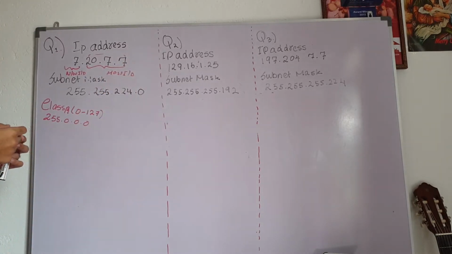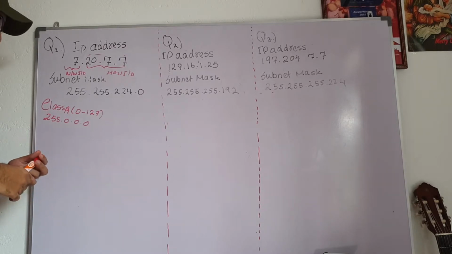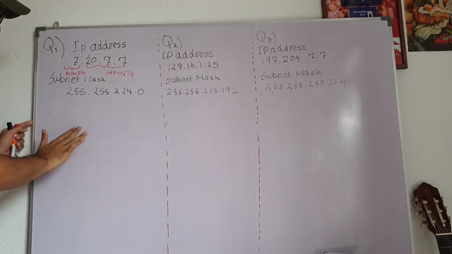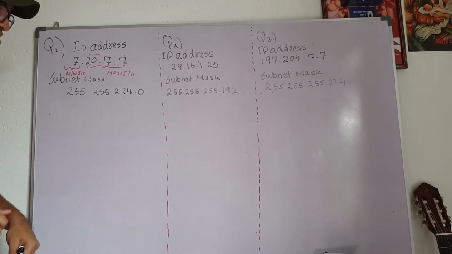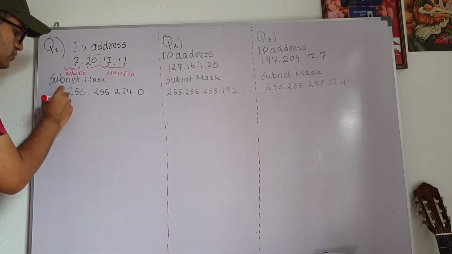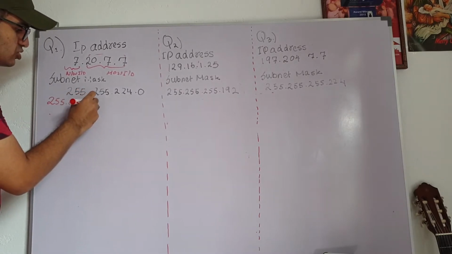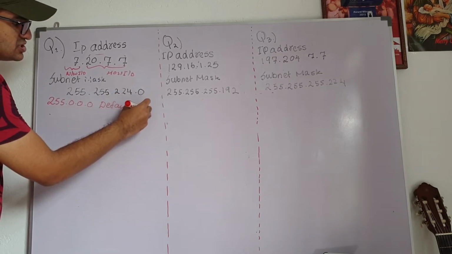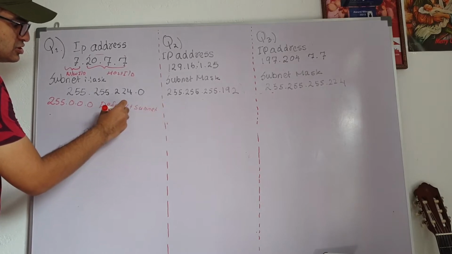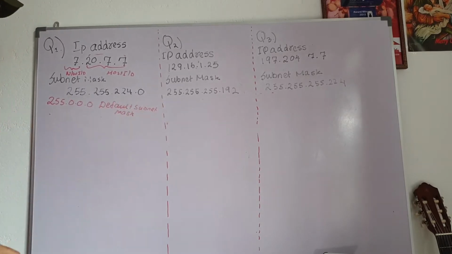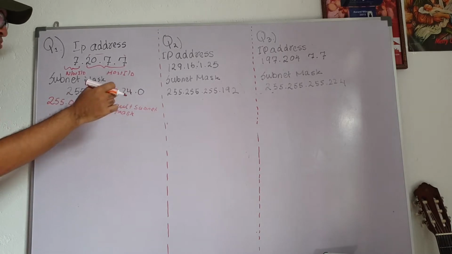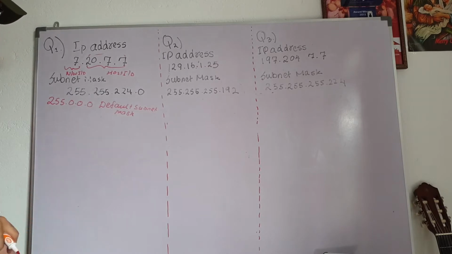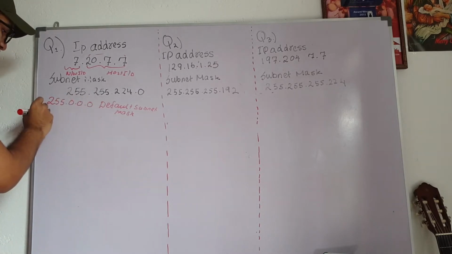So now we are going to find the answers for this. We know that the default subnet mask is 255.0.0.0. I'm going to write it down as the default subnet mask. Now we are going to find the number of hosts and the number of subnets. Let's get on with the number of hosts first.